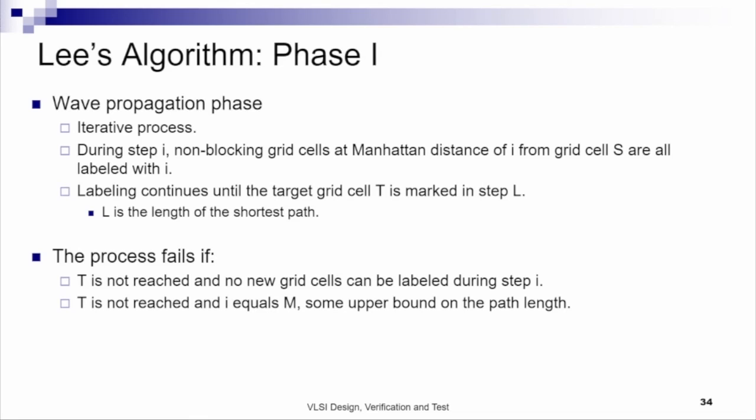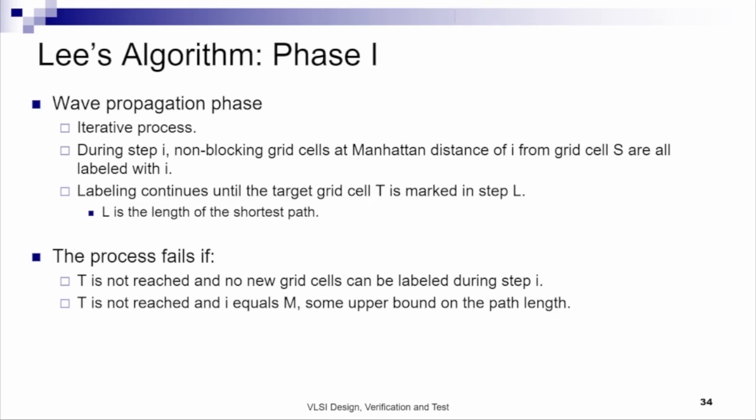The process fails if T is not reached and no new grid cells can be labeled during step I. T is not reached, so when do we fail? When does Lee's algorithm fail? T cannot be reached and no new grid cells can be labeled. Because it's a breadth first search, it will do an exhaustive search. And if the target is not there, then it will not be able to find it. Because let us say the target is at a place where it is surrounded on all sides by an obstacle. If it is not surrounded on all sides by an obstacle, Lee's algorithm is bound to find it.